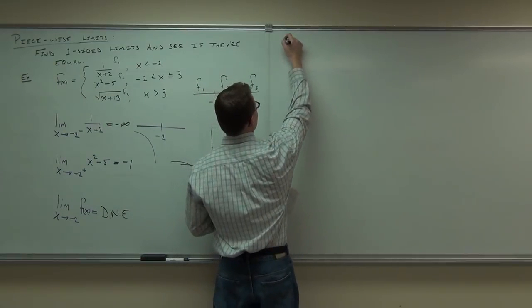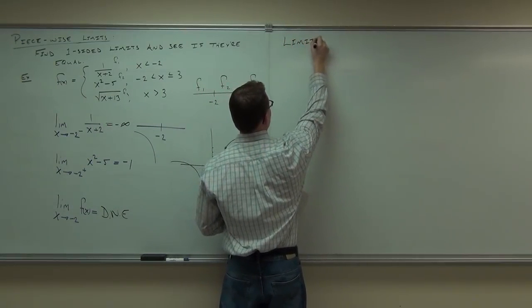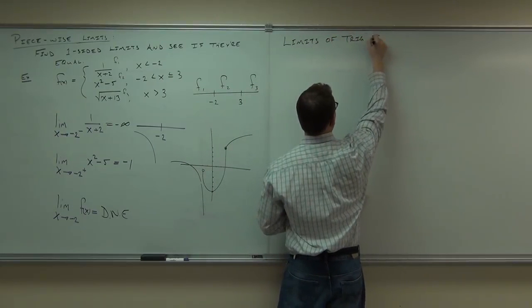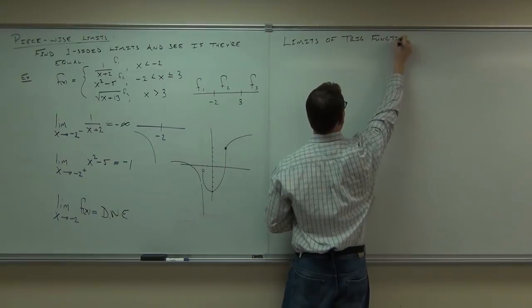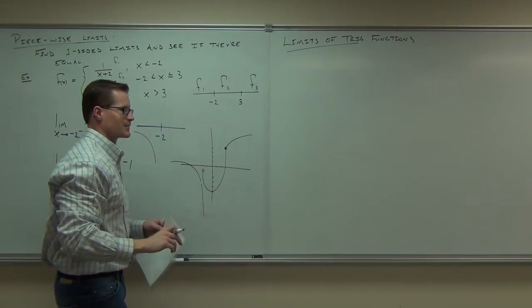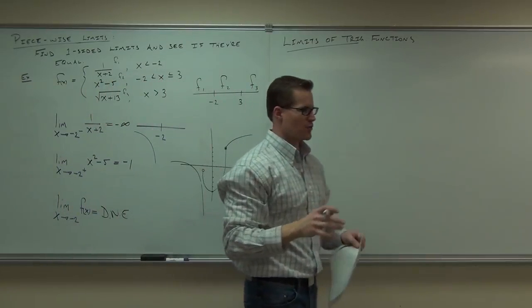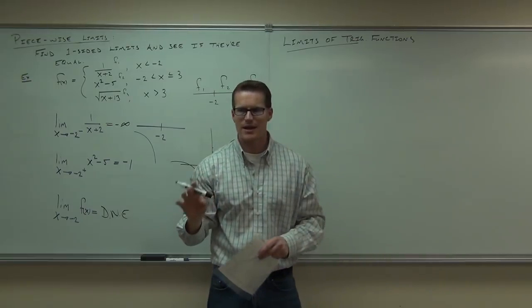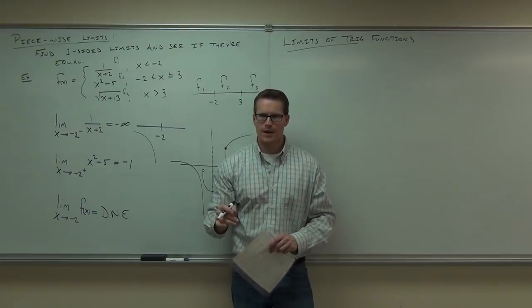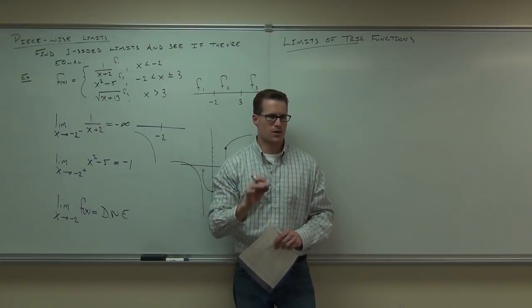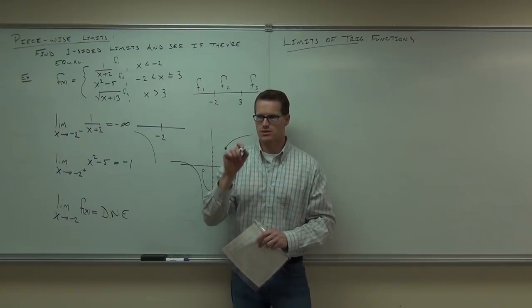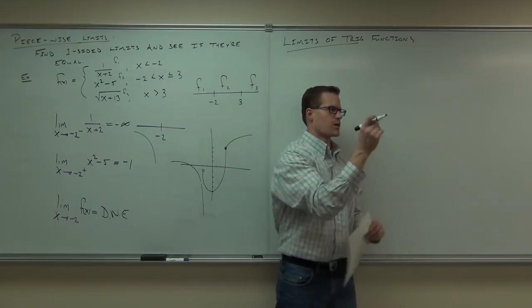Limits of trig functions. Okay, there's a couple things you have to buy in on for me to do this properly. And the first thing you got to buy in on is that sine and cosine are continuous everywhere. Continuous means you can draw it without lifting your pencil off the paper. Can you draw sine and cosine such that they are continuous? Do you ever lift your pencil off the paper? No, so they are continuous.